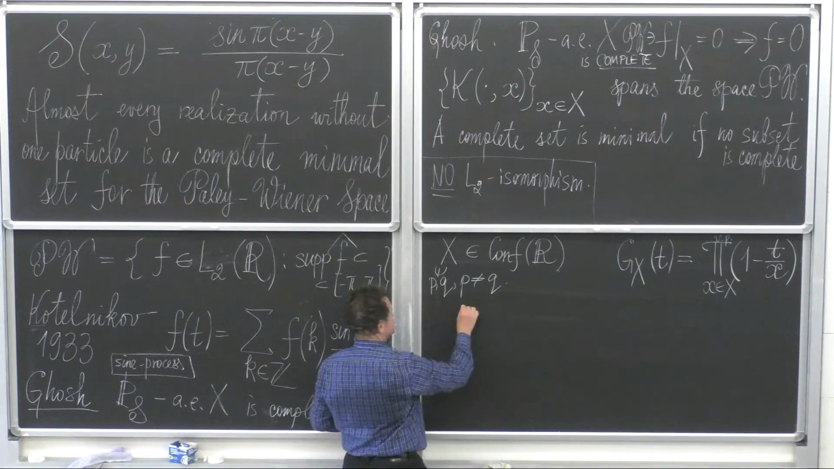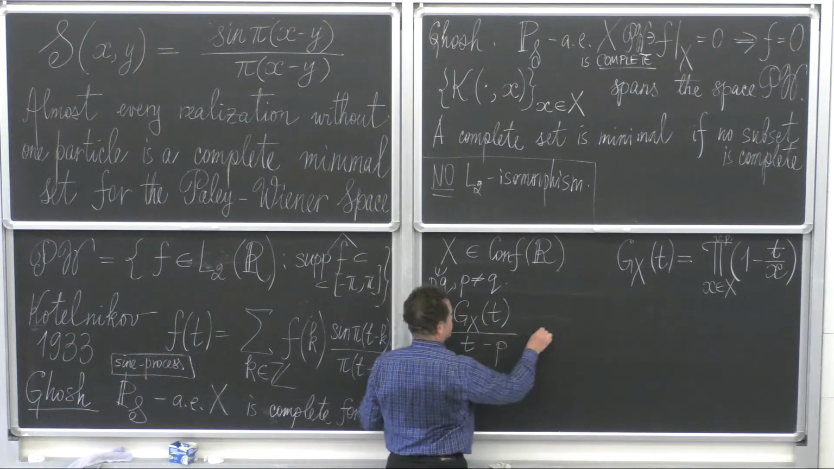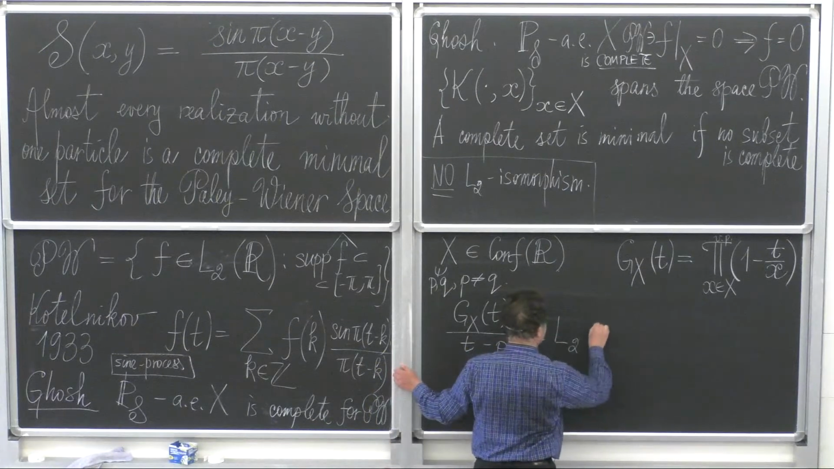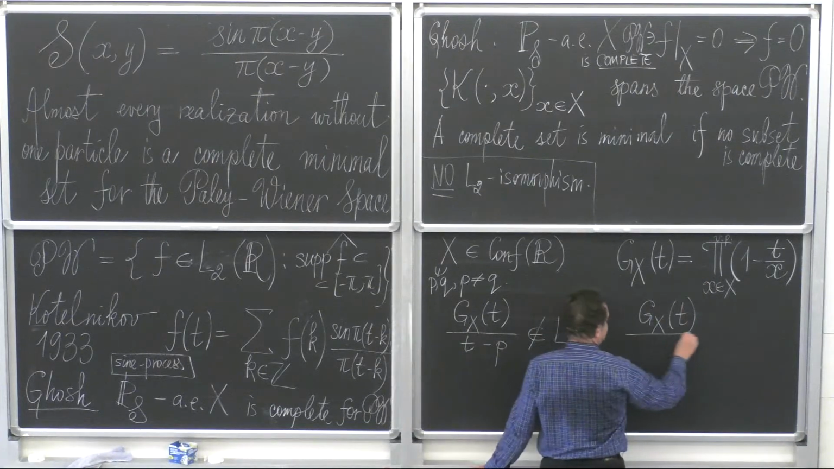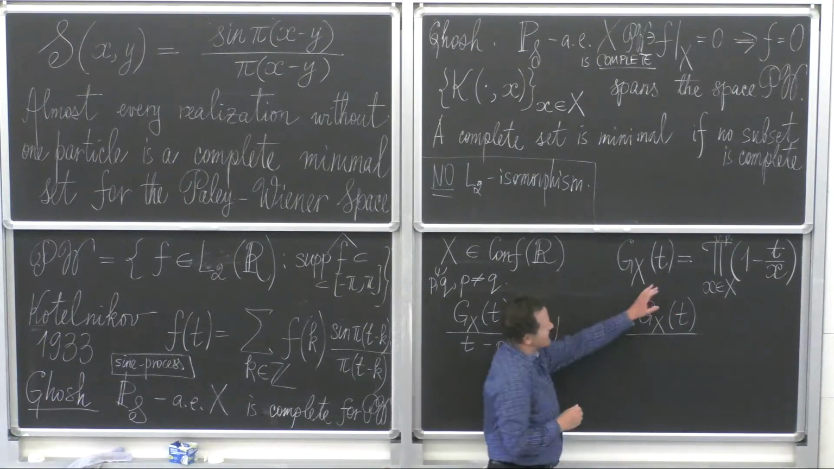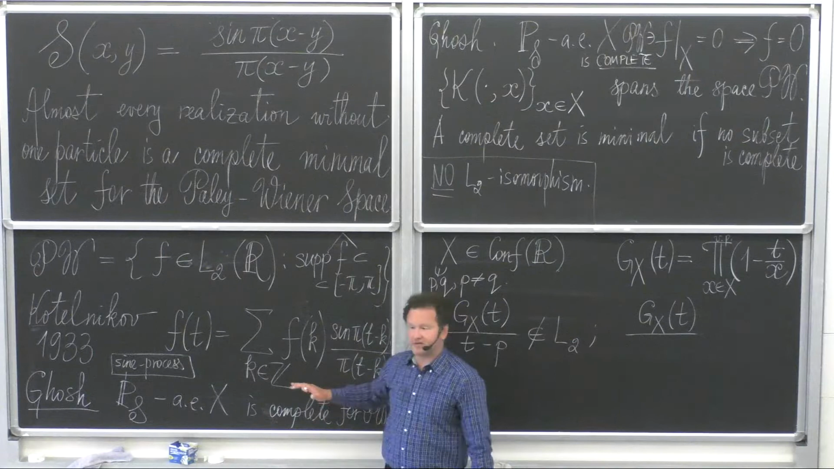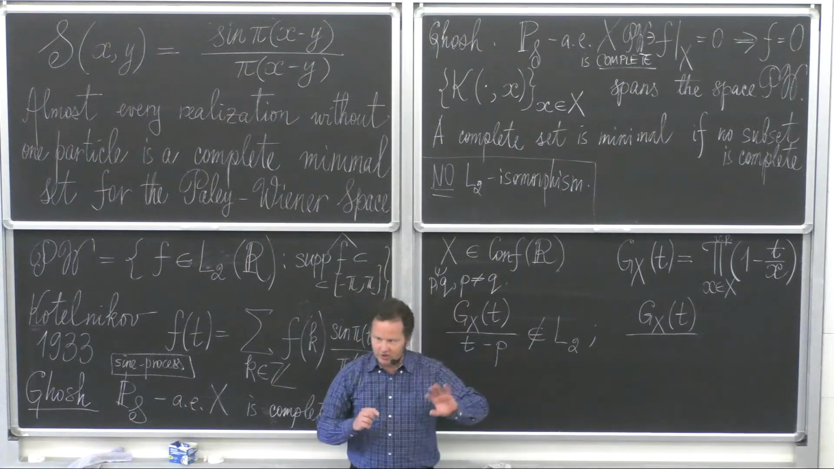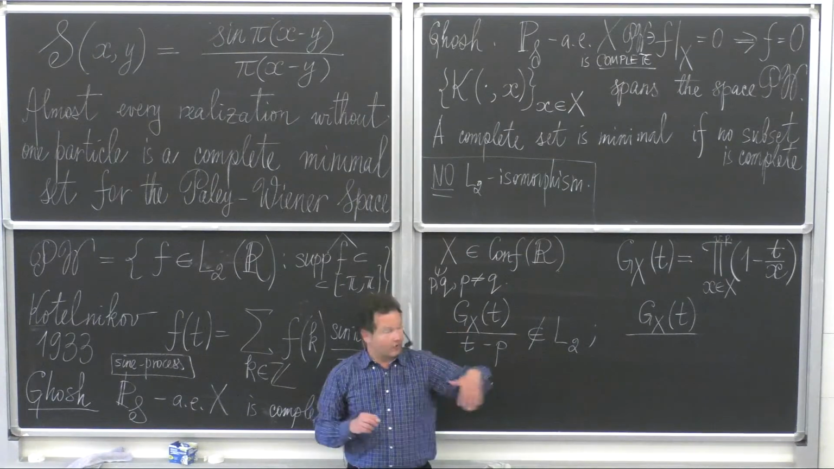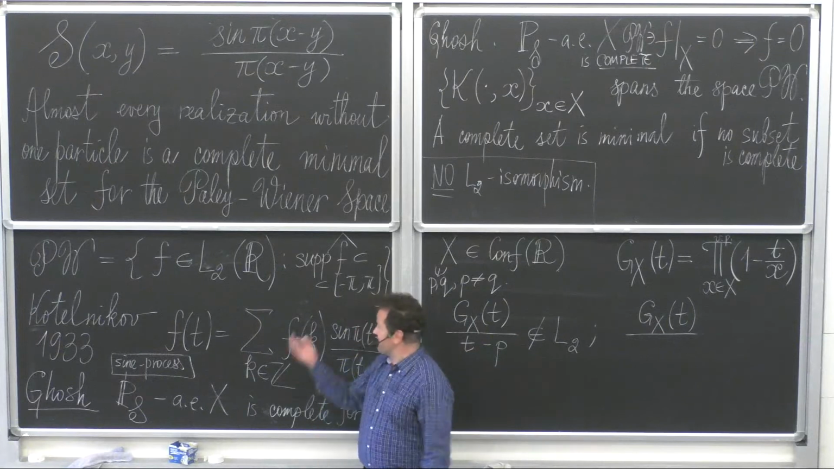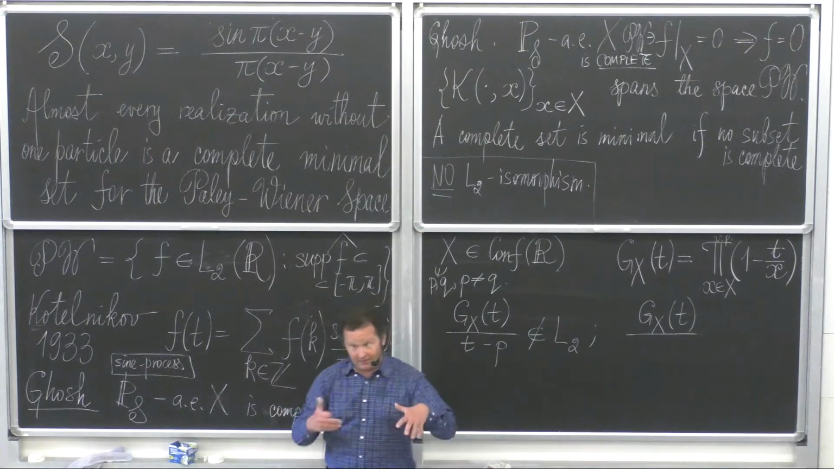And the statement is that G_X(t) over (t minus P) does not belong to L2, whereas G_X, if I remove one multiple from this product, this function itself does not belong to L2, and this in fact follows from the theorem of Gauche. It is not very difficult to show that if it did belong to L2, it would automatically belong to the Paley-Wiener space. And then, if it did belong to L2 and to the Paley-Wiener space, it would be a counterexample to the theorem of Gauche. But in fact it does not belong to L2.